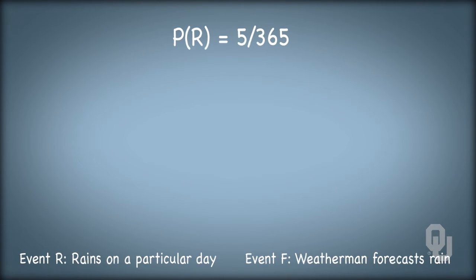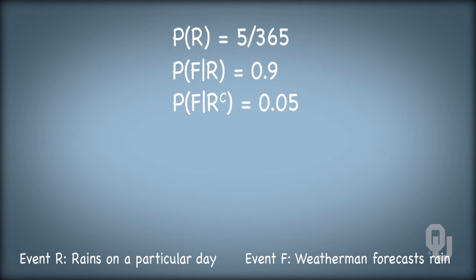How accurate is the weatherman? Given that it actually rains, the weatherman correctly forecasts rain 90% of the time. That is, the probability of a forecast of rain, given that it does actually rain, is 0.9. Similarly, how good is the weatherman at forecasting rain when it doesn't rain? The probability of a forecast of rain, given that it doesn't actually rain, is 0.05. Here, doesn't rain is the complement of rain, or R complement.